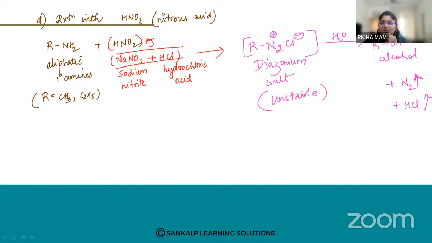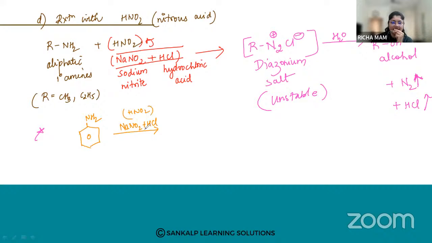Then this reaction can also be undergone with aromatic amines. So let us take an aromatic amine. Which amine will I take? I'll take aniline. Aniline, I'm going to treat it with NaNO2 plus HCl. When NaNO2 plus HCl react, I'm going to get the nitrous acid, that is HNO2 is generated.